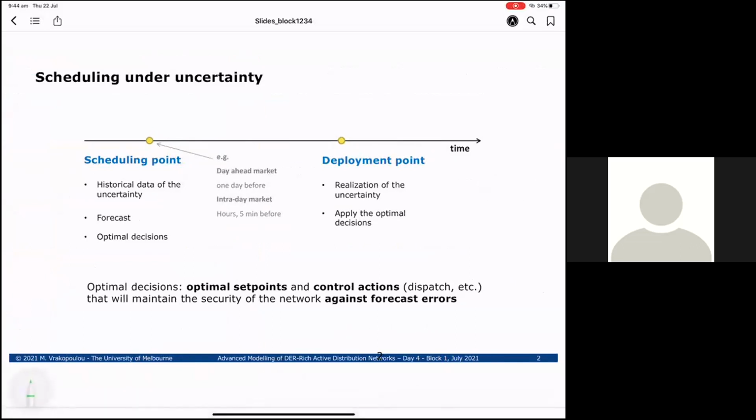So let's assume we are sitting somewhere here, that we have a point that we need to schedule something ahead. We have a deployment point. It might be a day ahead problem, for example, just to make our life easier. We are going to forecast what is going on the day ahead, what is the penetration of renewables, and then we are going to decide what is the optimal dispatch of the generators in order to be able to compensate the uncertainty that comes into the system due to the forecast errors.